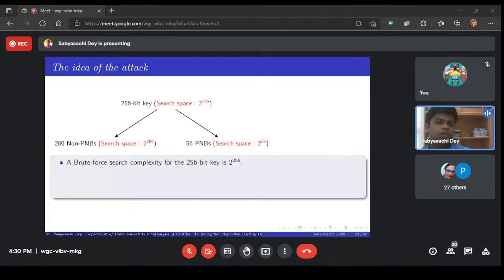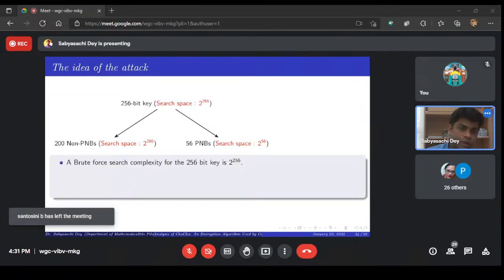Using this differential attack approach, the first attack on ChaCha was proposed in 2008. The idea of the attack was like this: the person who analyzed it observed that the cipher uses a 256-bit key, right? So there are a total of 2 power 256 possible binary numbers of length 256. The key will be any one of them, and that is known to us. Now, when we say we are attacking, we try to reduce the space.